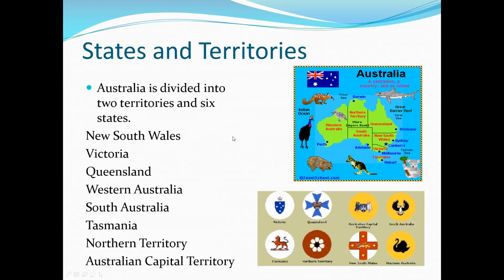Australia is divided into 2 territories and 6 states. The states are New South Wales, Victoria, Queensland, Western Australia, South Australia, and Tasmania. The territories are Northern Territory and the Australian Capital Territory, where the capital is situated. Each territory and each state has its own flag and symbol.